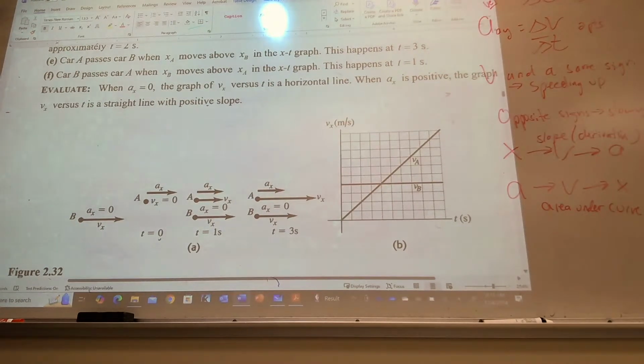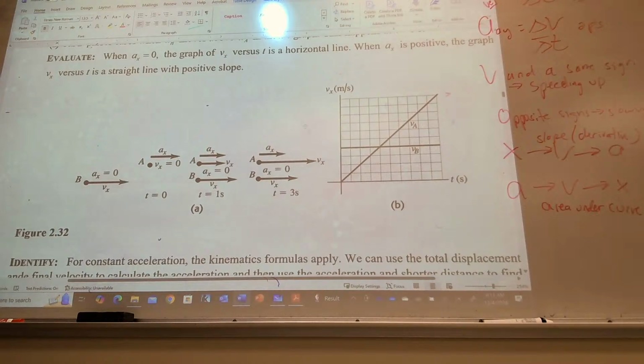You can see that if you look at that slope, that in the beginning, B is the faster one. So show the position, velocity, and acceleration of each of the two cars at 0, 1, and 3.